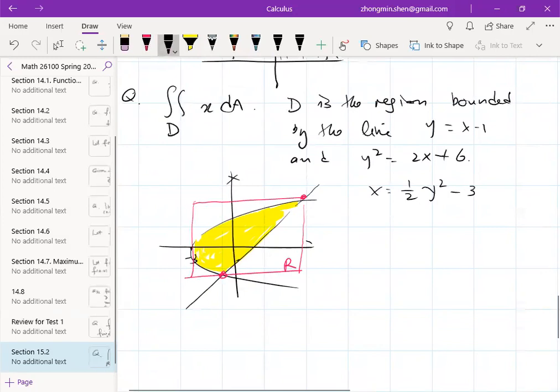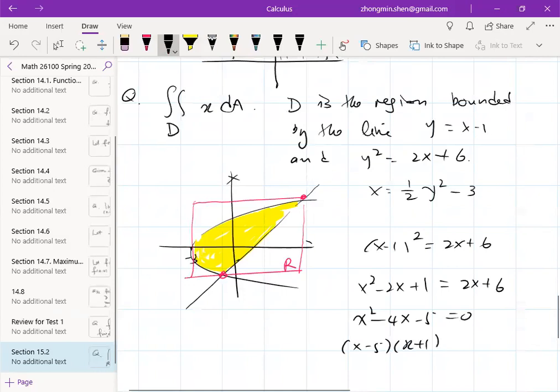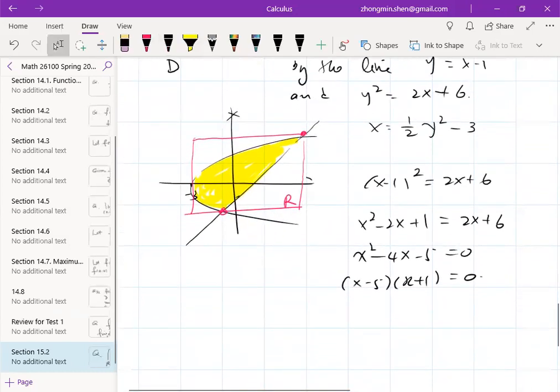Intersection points. How do I do that? y equals x minus 1, so (x minus 1) squared equals 2x plus 6. Let's figure out x. So x squared minus 2x plus 1 equals 2x plus 6. x squared minus 4x minus 5 equals 0, and (x minus 5)(x plus 1). So I'll get two solutions: x equals 5, x equals negative 1.